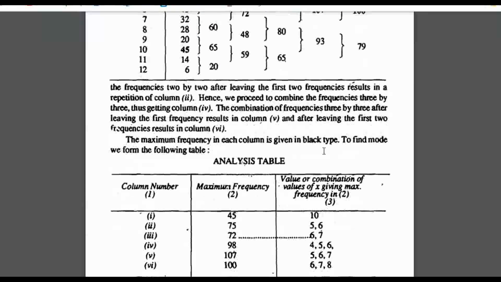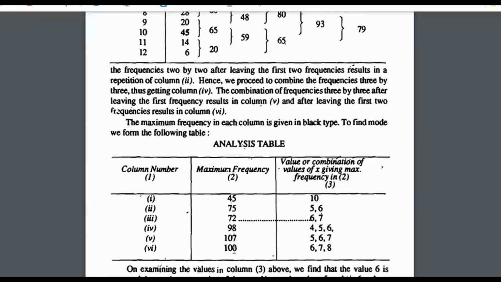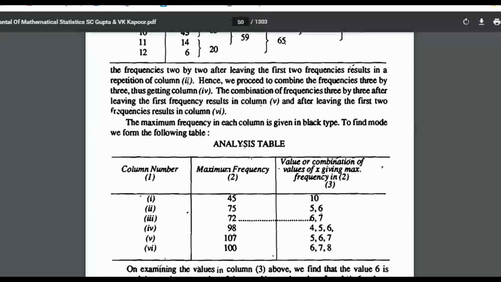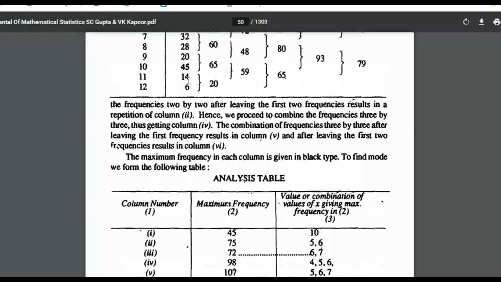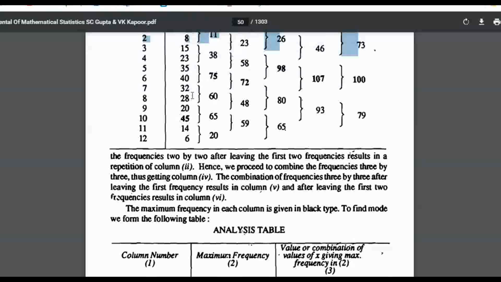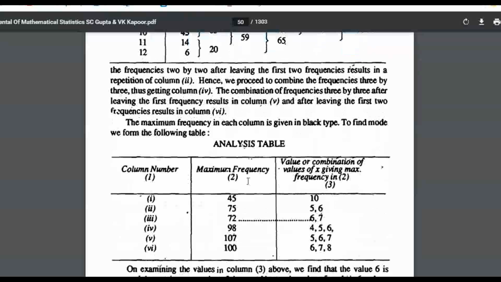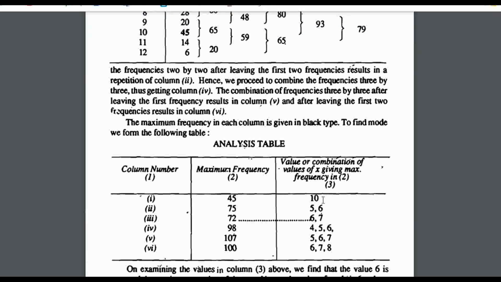These are the maximum frequencies: 45 in the first column, then 75, 72, 98, 107, and 100. One more column we can create. Corresponding to 45, what is x? 10. This 75 is the sum of the frequencies of 5 and 6. Similarly it is 6, 7, and so on.